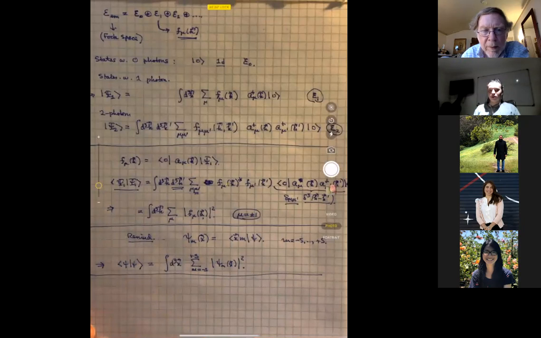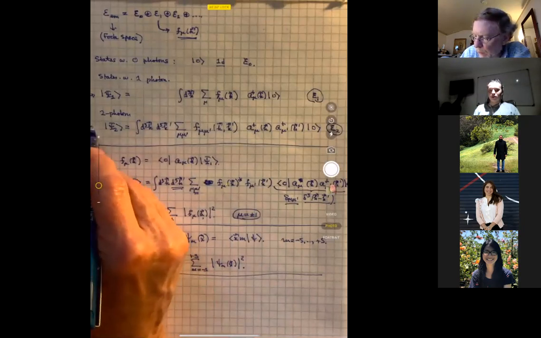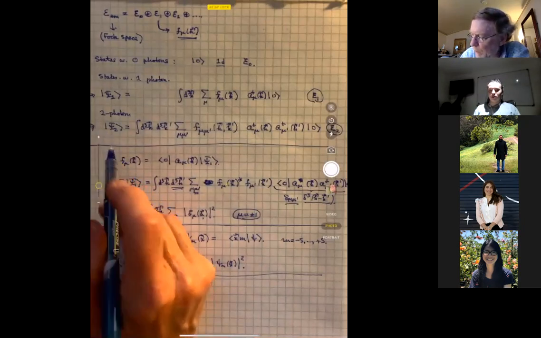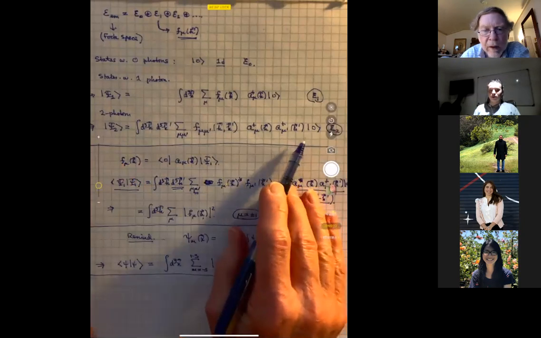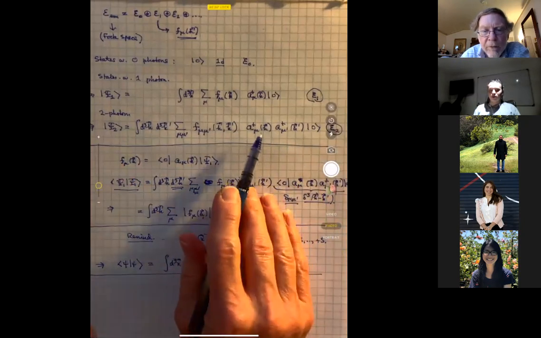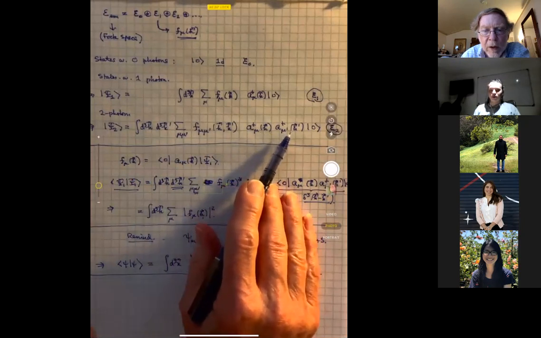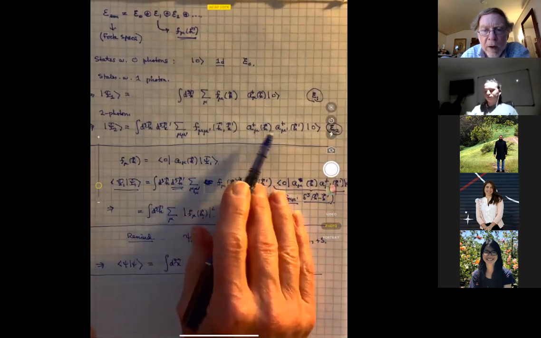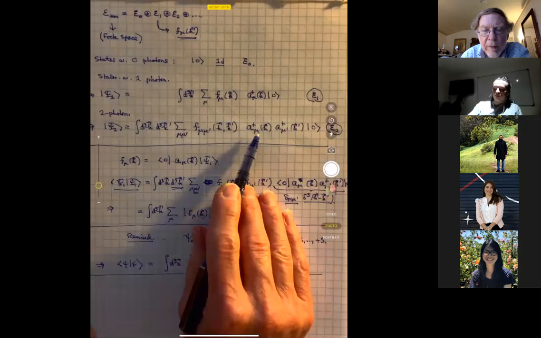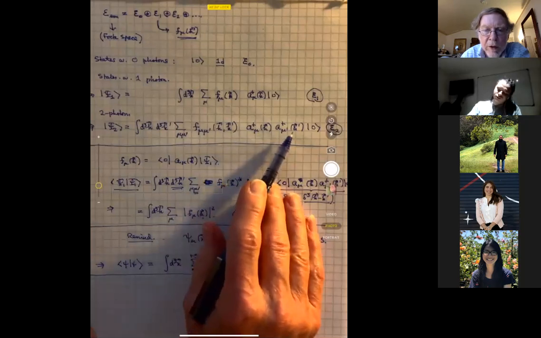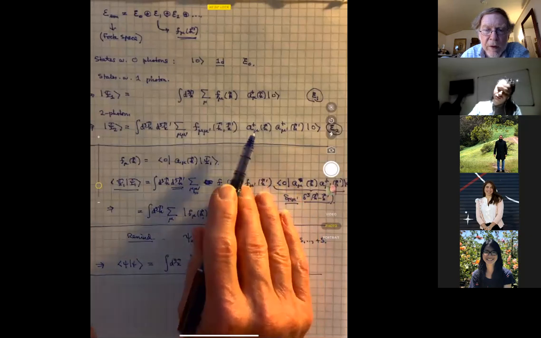Before I proceed with this, let me make some remarks about the 2-photon wave function. Here's the general formula for a general 2-photon state. Let's notice the important fact that all creation operators commute with all other creation operators. So I can swap these two if I want. If I do, it just exchanges the one with the primed indices and the one without them. But these are just dummy variables of summation.